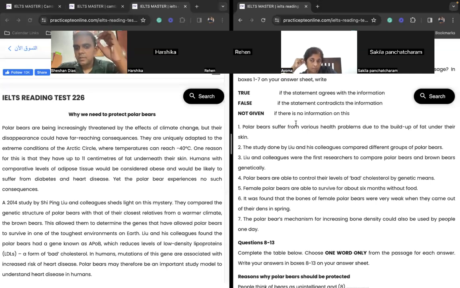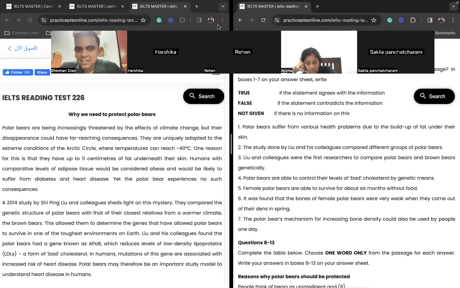Before we get to scanning and focused reading, we need to know what to scan. What do we scan? There are two things that we scan for. We scan for fixed keywords and flexible keywords. I'll put it into the chat box. You can write it down. Fixed keywords and flexible keywords. This is what we have to find in the paragraph.